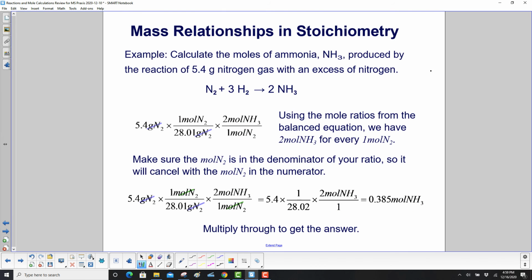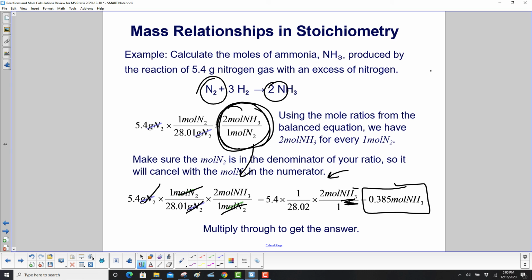So here we go, now we're ready to cancel. We put in our 2 moles of ammonia for every mole of N2 to the end here, and what are we canceling? Okay, we can go right down to here, it's the same thing, that's where we start canceling. We've got the grams of nitrogen, N2 cancel out here. The moles of N2 cancel out with the moles of N2 here. That's the ratio we just added. And looks like we're left with moles of ammonia in the numerator, which is good. And then the numbers, 5.4 times 1 over 28.02 times our 2 moles of ammonia, and we get 0.385 moles of ammonia.